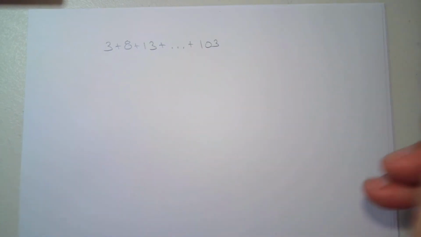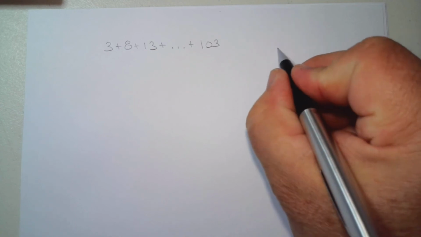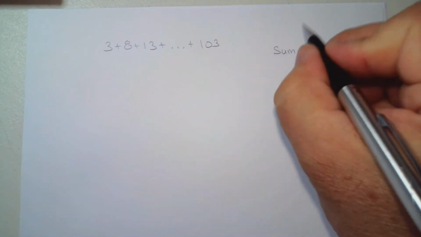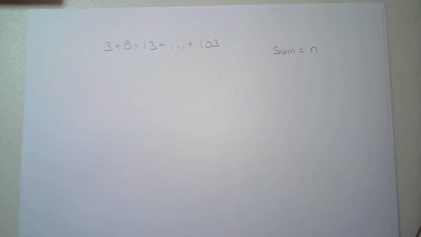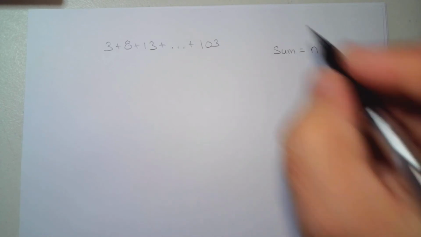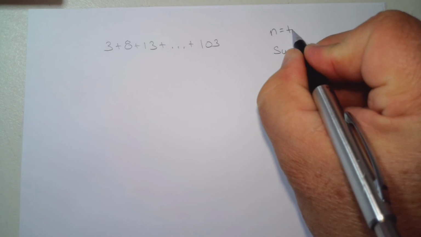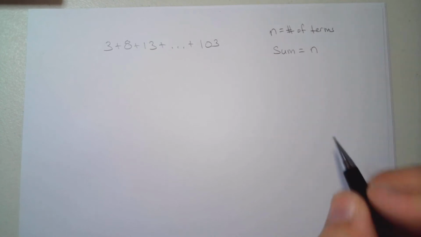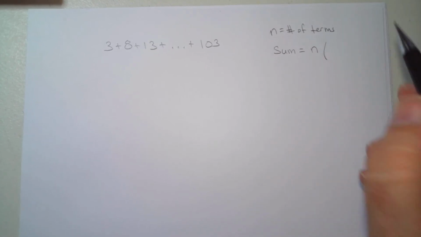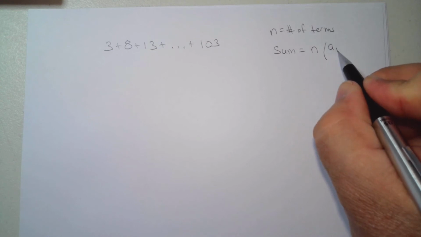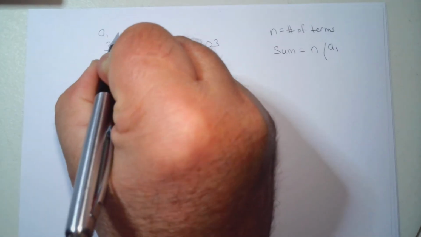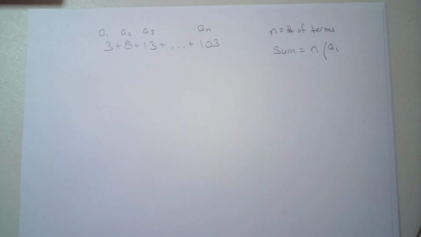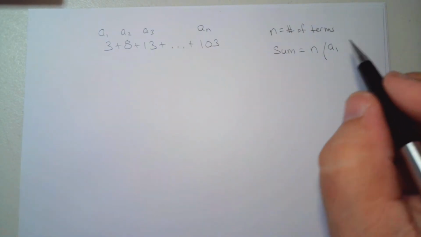It's going to be the same process. To find the sum, we take the number of terms that we have. N equals the number of terms, or number of numbers. What do we multiply? We multiply the first term. This is A1, this is A2, this is A3, and so on and so forth. And this is our AN. This just helps us keep track of what these numbers are.